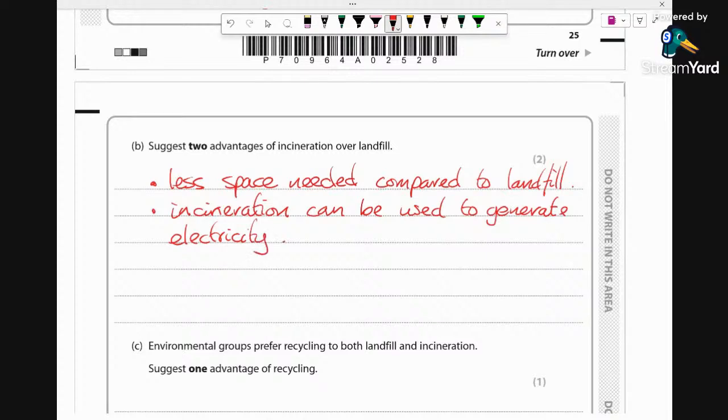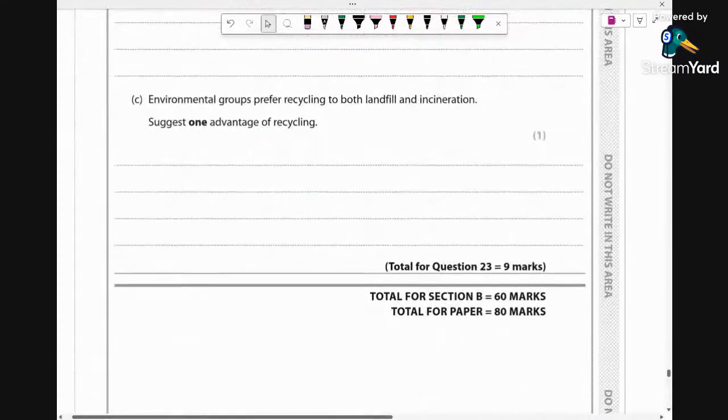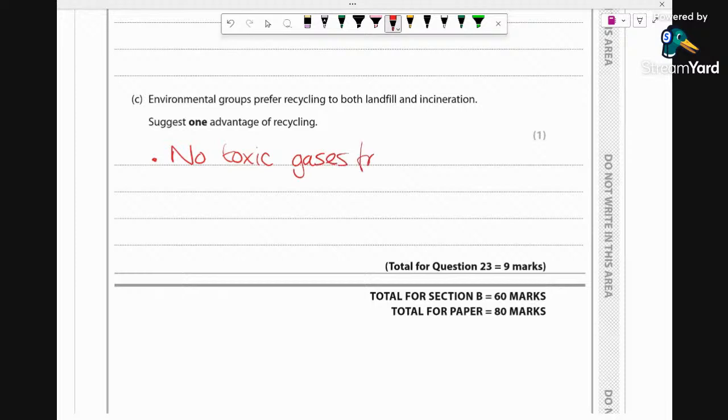Top answers. Boom. Environmental groups prefer recycling to both landfill and incineration. Suggest one advantage of recycling. One advantage? No toxic gases. That's interesting, that. Environmental groups prefer recycling to both landfill and incineration. One advantage. Recycling. Nothing's going to landfill. No toxic gases from incineration produced.